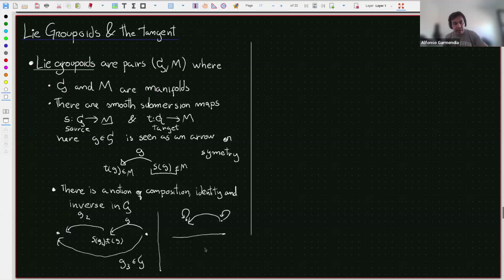And an inverse is that for an arrow here, I will have another arrow going in the opposite direction, such that if I compose this one with this one, it will give me the identity that was in this element. And if I compose in the opposite direction, then it will give me the identity for this point.